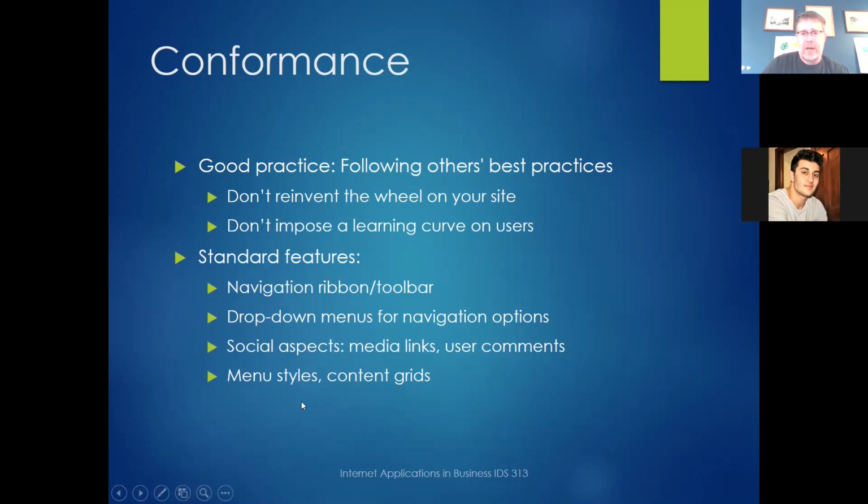Okay, so this is why you see a lot of standard tools on web pages like navigation tools or drop-down menus, social aspects, things like media links, user comments, Facebook likes, they all end up being in about the same place. Even the styles of the menus and the content grids, the way the various panels on the homepage are laid out, they all tend to have a certain sameness to them on a lot of the big sites. So for example, if you want to compare, go to Target.com, Amazon.com, Walmart.com, and you'll see there's a lot of things in common.